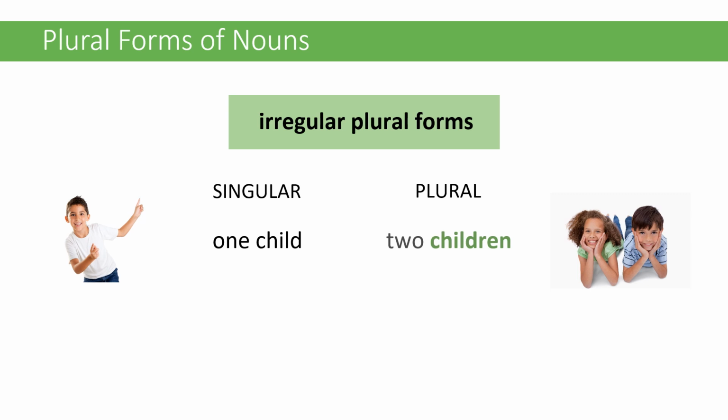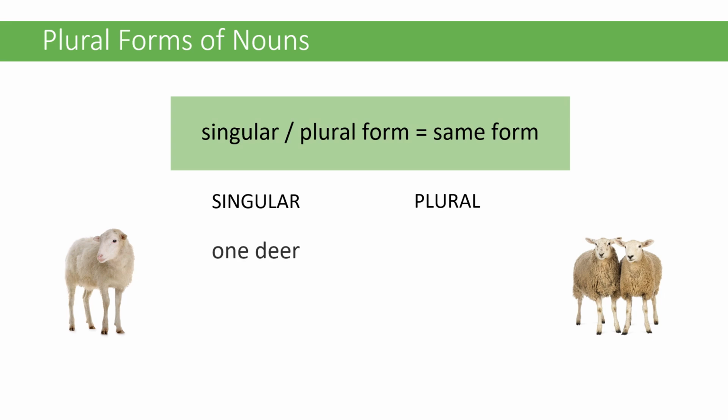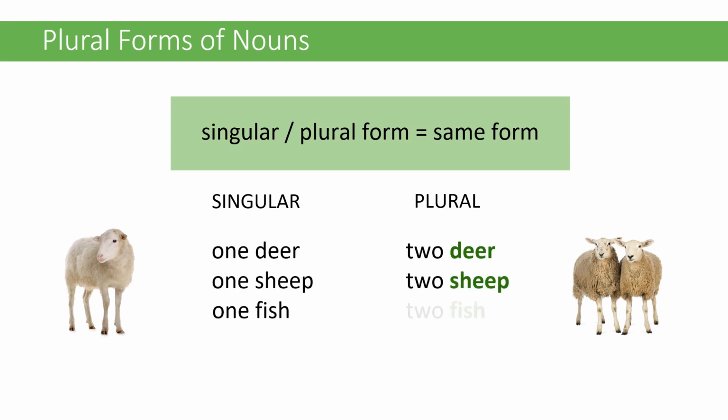Some nouns have irregular plurals. Here are some examples: child, children; mouse, mice; tooth, teeth. Some nouns have the same form for the singular and the plural. Look at the examples: one deer, two deer; one sheep, two sheep; one fish, two fish. There's no change.